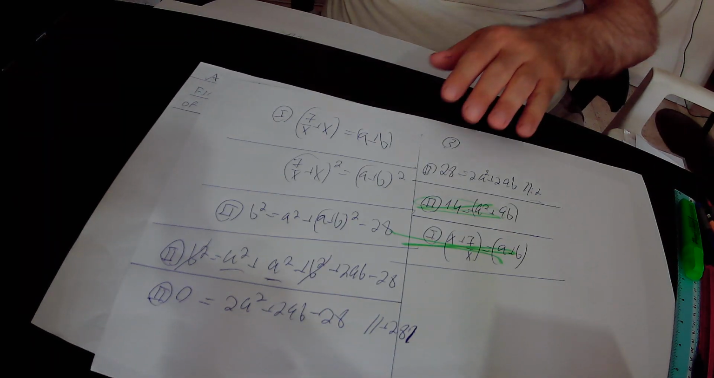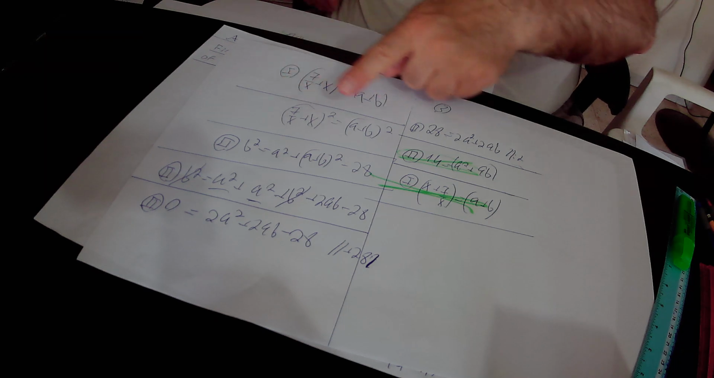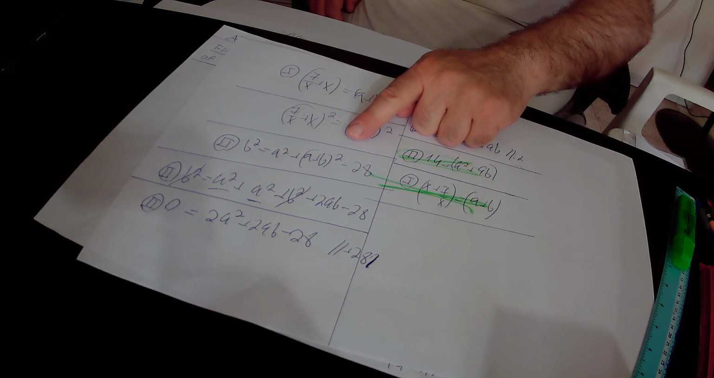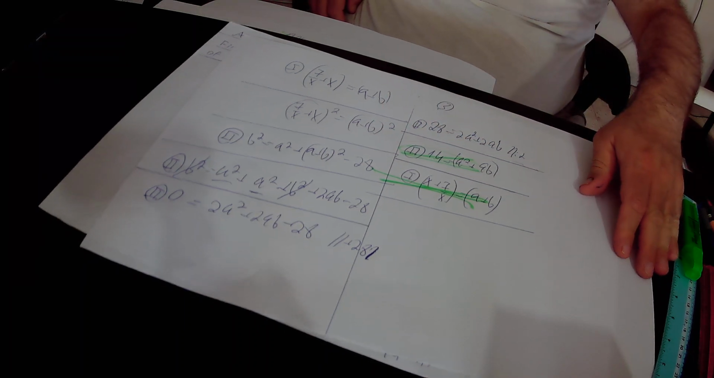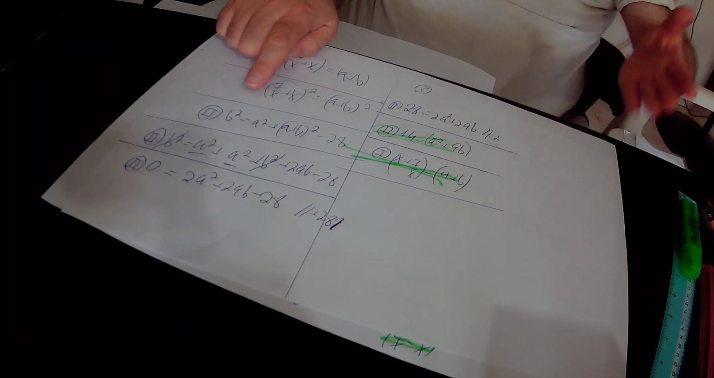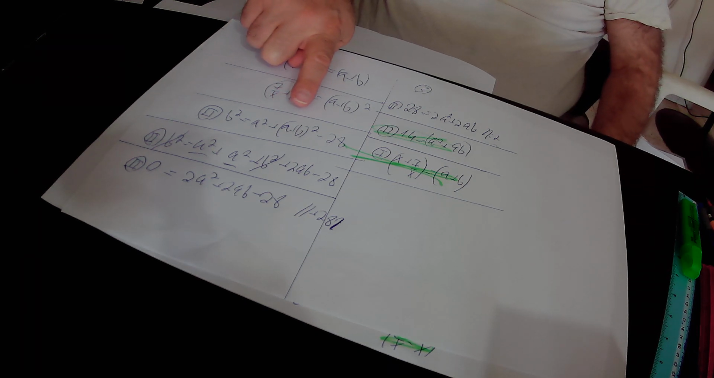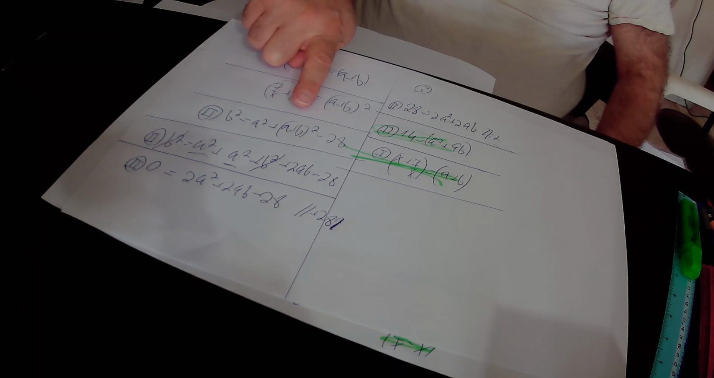We did it and found out actually that according to equation 2, b squared equals to a squared, and (7 over x plus x) squared equals to (a plus b) squared minus 28. So, according to equation 2, we actually found out that b squared equals to a squared plus (a plus b) squared minus 28.